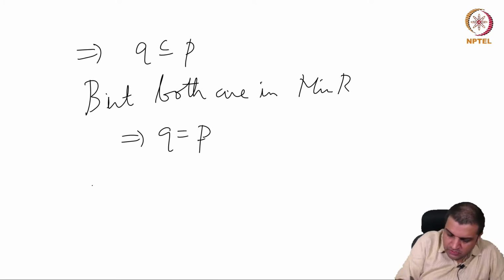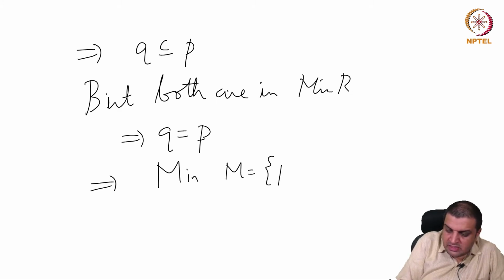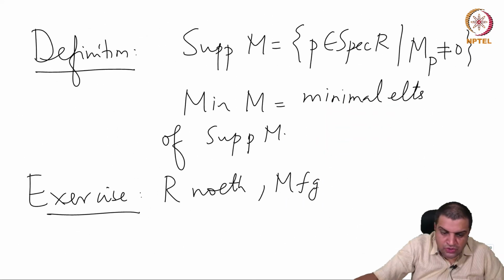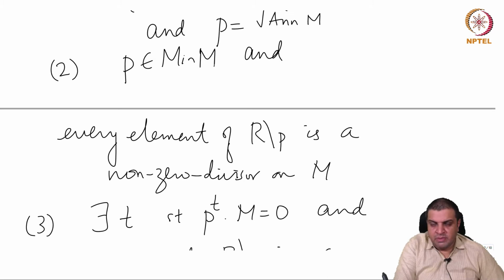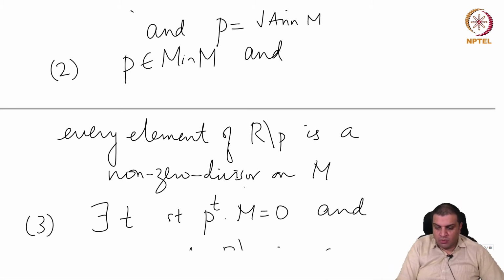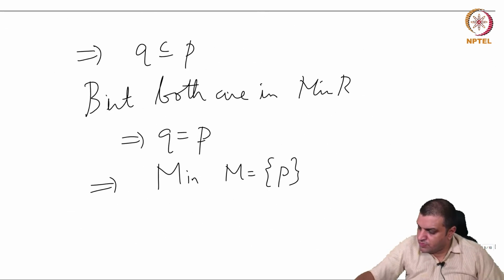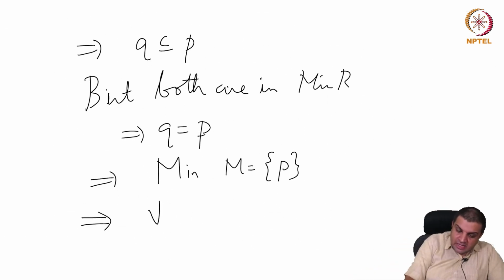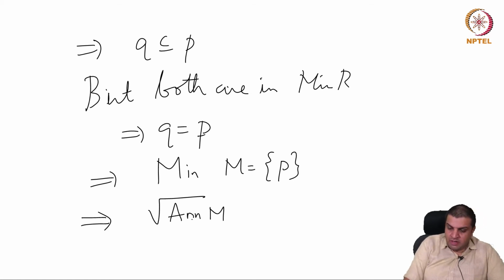So this one says that Min of M is the singleton set P. From these two statements together, that P is a minimal prime and every element outside P is a non-zero divisor, what we concluded is that the set of minimal primes over M is a singleton set containing just P. Which now implies that the radical of the annihilator of M, remember we proved a while ago that the radical of an ideal is the intersection of prime ideals containing it, and the set of prime ideals containing this is precisely the support of M. The minimal elements of those are precisely P. So when you intersect, you just have to intersect the minimal primes, and this is equal to P.